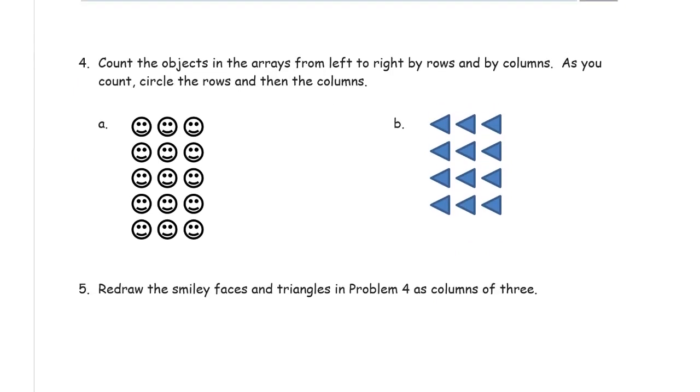Count the objects in the arrays from left to right by rows and columns. As you count, circle the rows and then the columns.